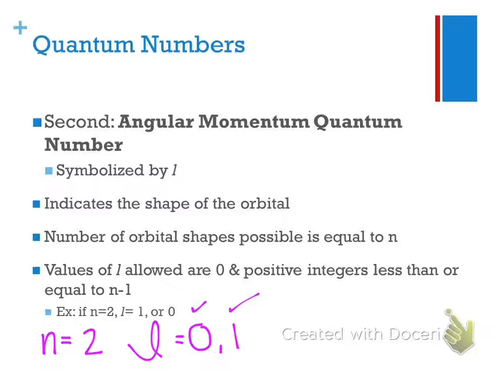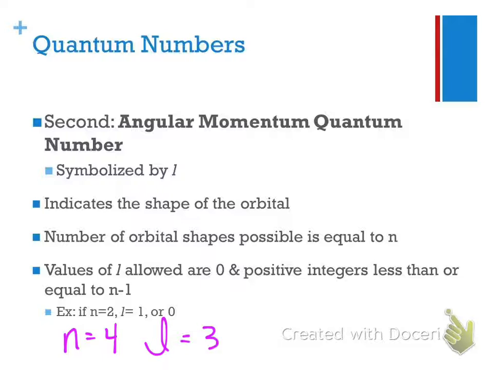So, if our n was equal to 4, what would be our possible values for L? 3, 2, 1, 0. Good. L would be equal to 3, 2, 1, or 0. I have 4 possible shapes because n is equal to 4. L can be either 0, 1, 2, or 3.